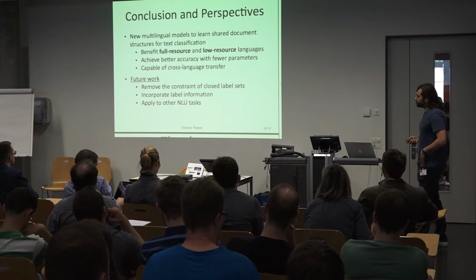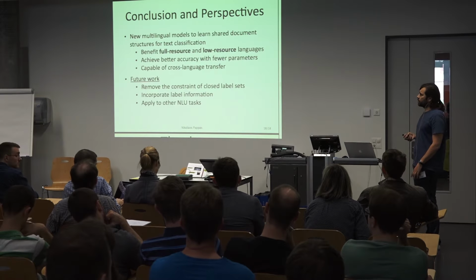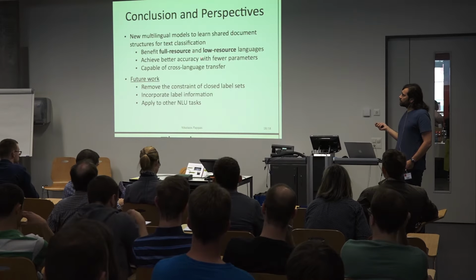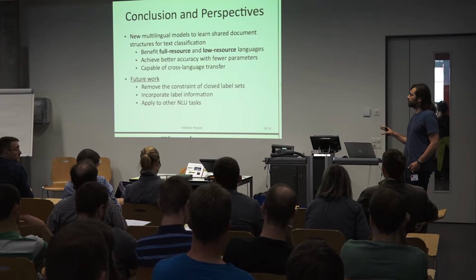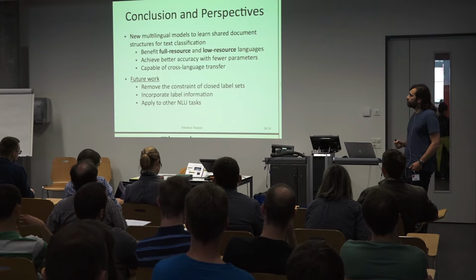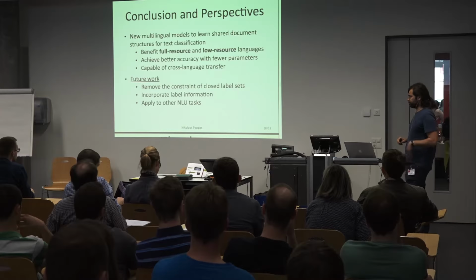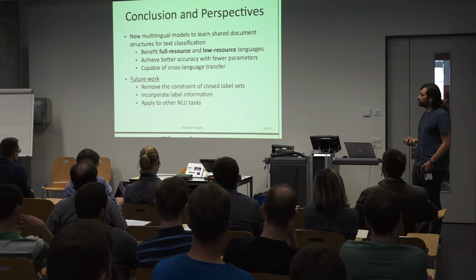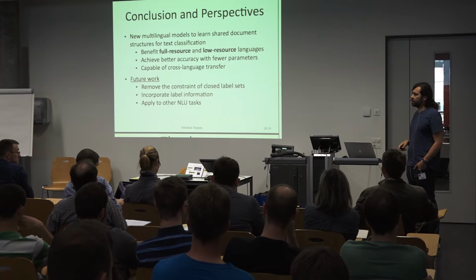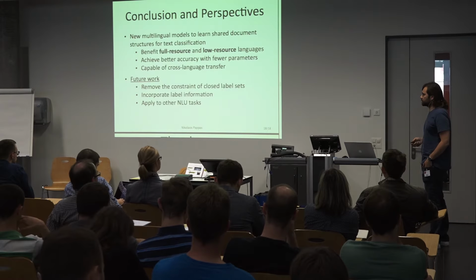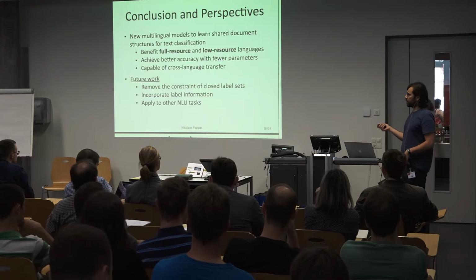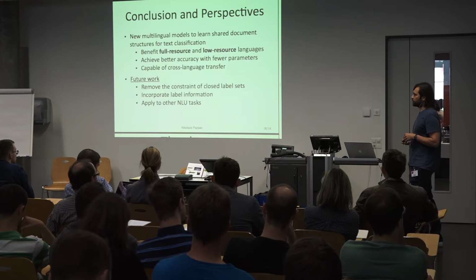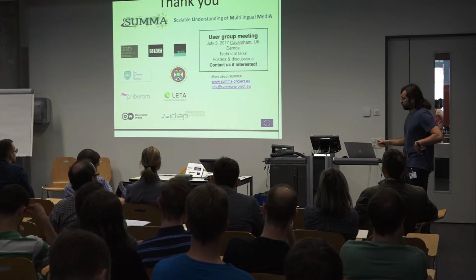So, we propose this new multilingual model to learn shared document structures for text classification. We show that it can benefit both full resource and low resource languages, and we can have better accuracy with fewer parameters. This demonstrates the benefit of cross-language transfer for topic recognition, and this may be the case also for other NLU tasks. As future work, we'd like to remove the constraints of having closed label sets and also to incorporate label information in the classification. So thank you for your attention.